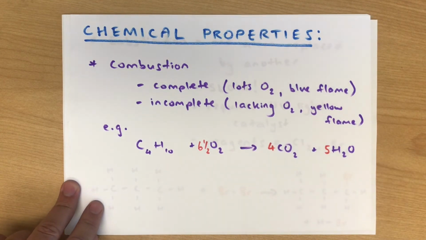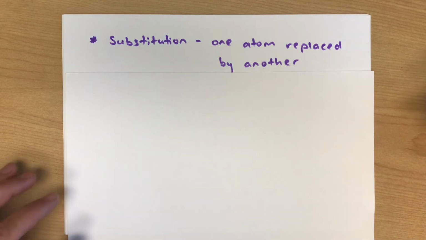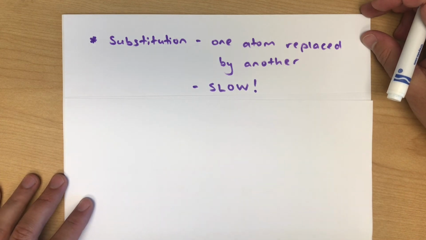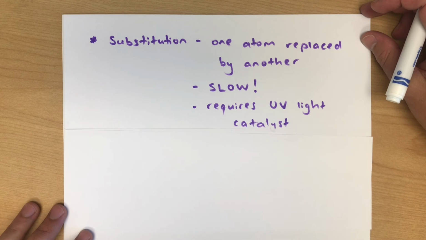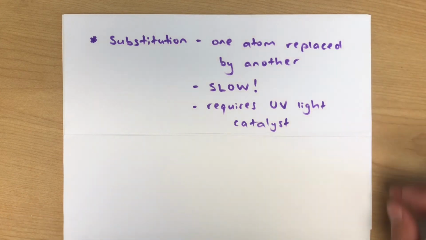Another is substitution. Substitution is when one atom is replaced by another. So just like on a netball team or a rugby team, when you make a substitution, one player will go off, another player will come on. The same applies to our alkanes. These substitution reactions are slow. They take a lot of time. And they also need a UV light catalyst to help get the reaction going.